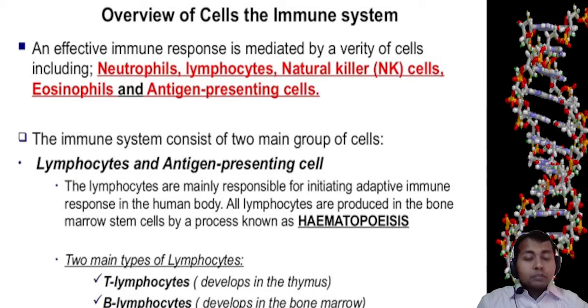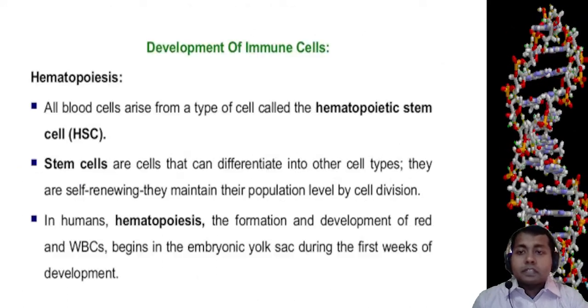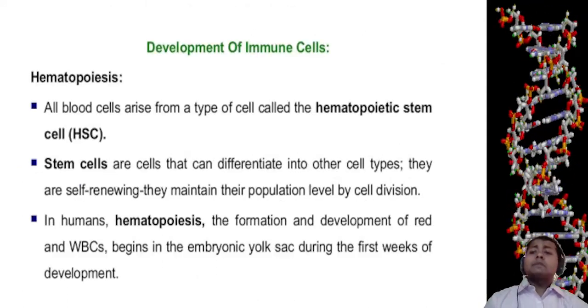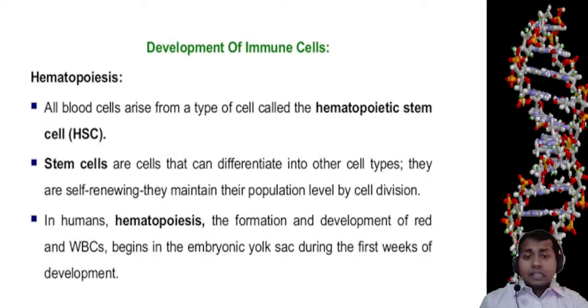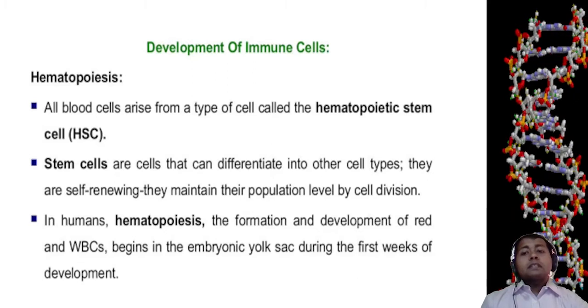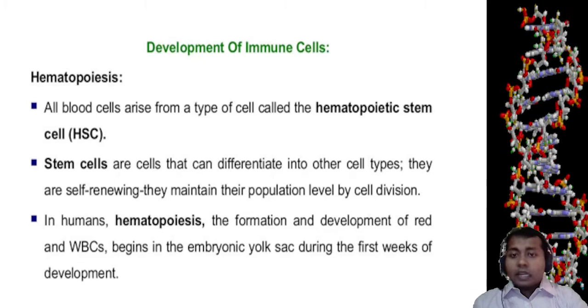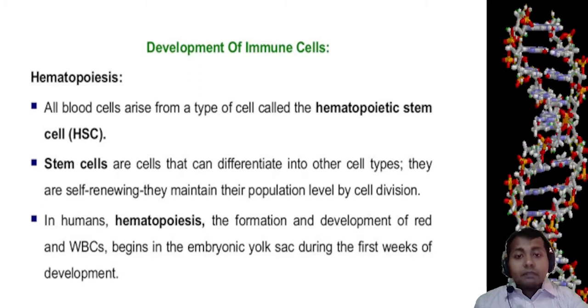Two main types of lymphocytes are there. They are the T lymphocytes and the B lymphocytes. Now, I have mentioned hematopoiesis, and it occurs in a special kind of cell known as the hematopoietic stem cells. Stem cells are cells that can differentiate into other cell types. As you all know, they are self-renewing, they maintain their population level by cell division.